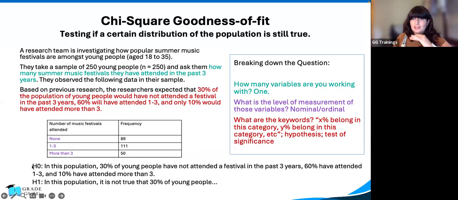Your H0 and H1, really easy as well. Your H0 is literally copy-paste what they gave you in the question. Okay, in this population, 30% have not attended a festival, yada, yada, yada, give all the percentages. Because our chi-squares are only nominal ordinal, right? Directionality is not even a thing. So non-directional, just say that it is not true that 30% have not attended a festival, yada, yada, yada. Okay, super easy, copy paste from the question, very easy to identify.